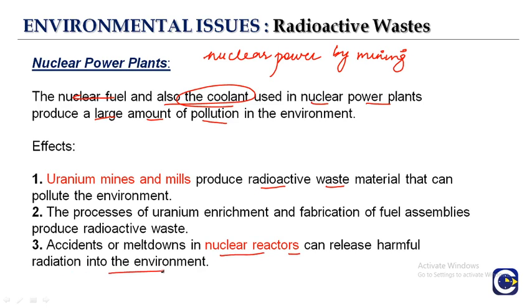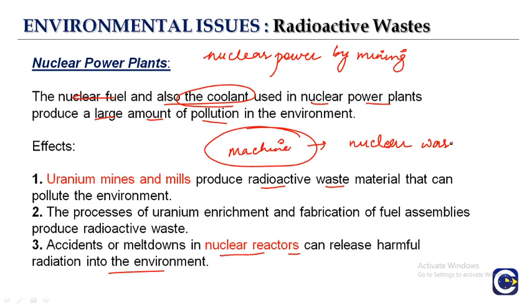Transport of the radioactive material to the nuclear reactor, and of the nuclear waste to the disposal site, can pose a hazard due to the emission of the radiations. The machinery of the nuclear power plant that becomes radioactive due to exposure to the radiations is also nuclear waste. So we can say machinery is also nuclear waste.